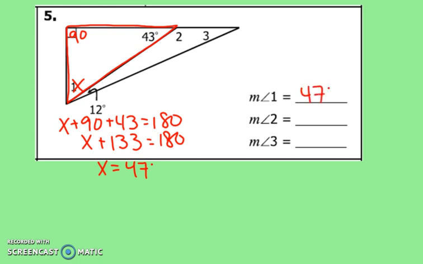Make sure you use all the clues given to you. That box in the corner is an angle. Even though it's not written in numbers, it still stands for something. Well, now I can look up here and I have a linear pair. So if I have a linear pair, X plus 43 equals 180. That means X needs to equal 137.